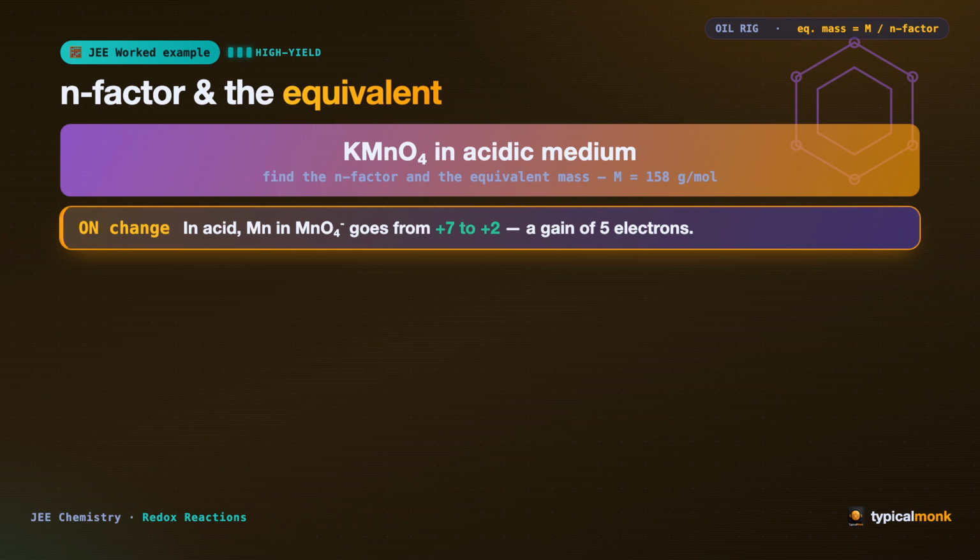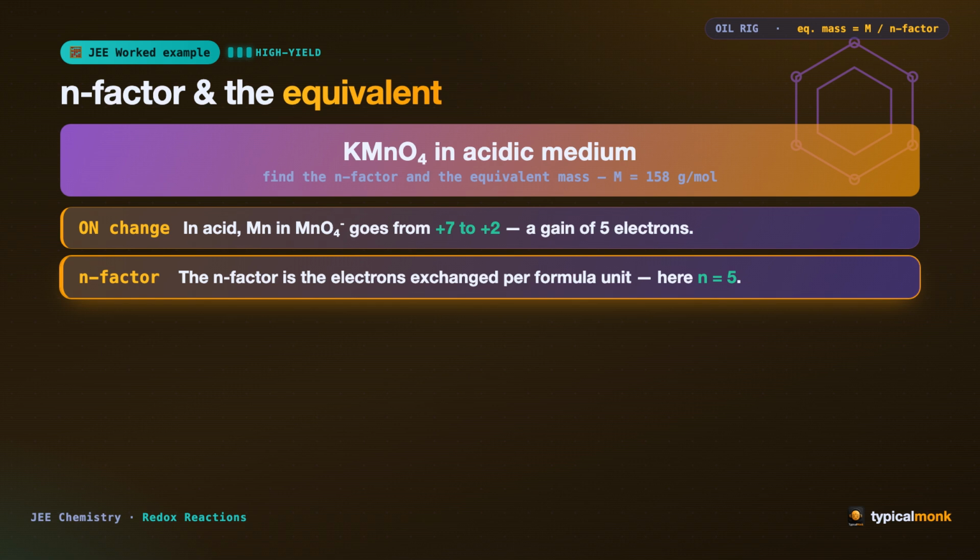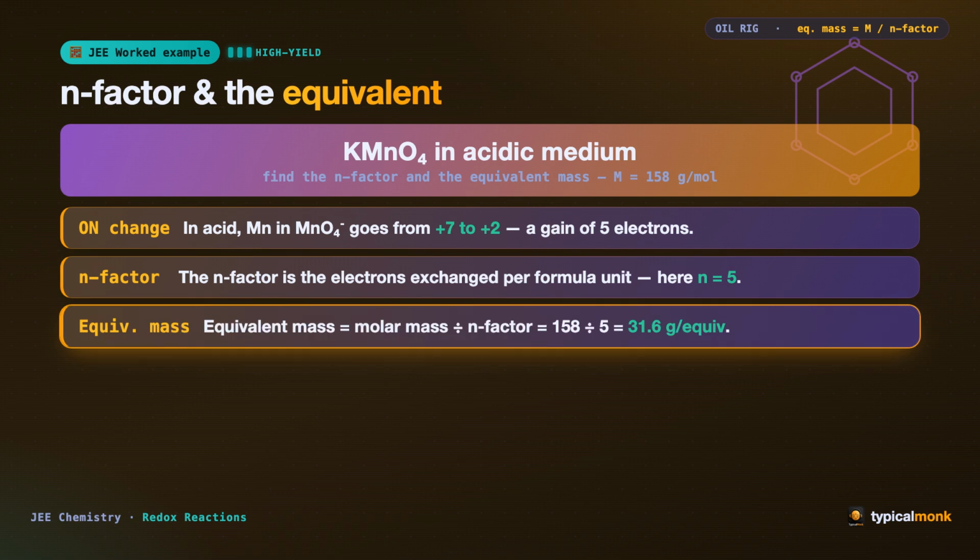Now, the JEE favorite numerical, the N factor and the equivalent mass for potassium permanganate in acidic medium. Its molar mass is 158. The oxidation number change first. In acid, the manganese in permanganate goes from +7 down to +2, a gain of 5 electrons. The N factor. The N factor is simply the number of electrons exchanged per formula unit. So here, N equals 5. The equivalent mass. Equivalent mass is the molar mass divided by the N factor, 158/5, which is 31.6 grams per equivalent.